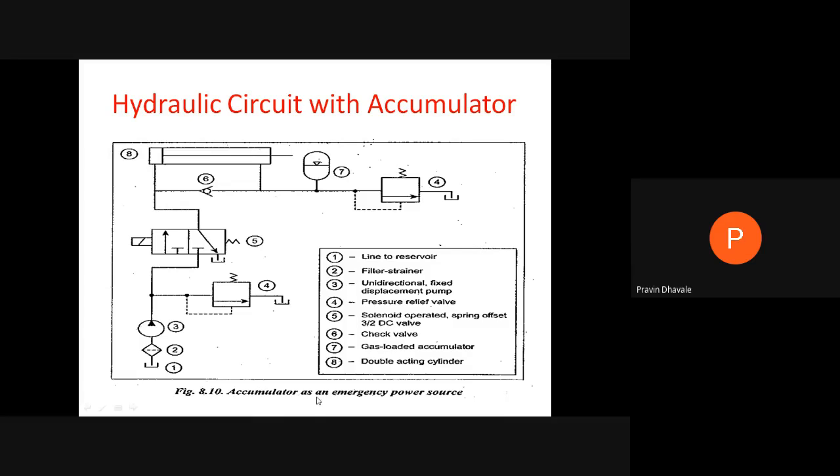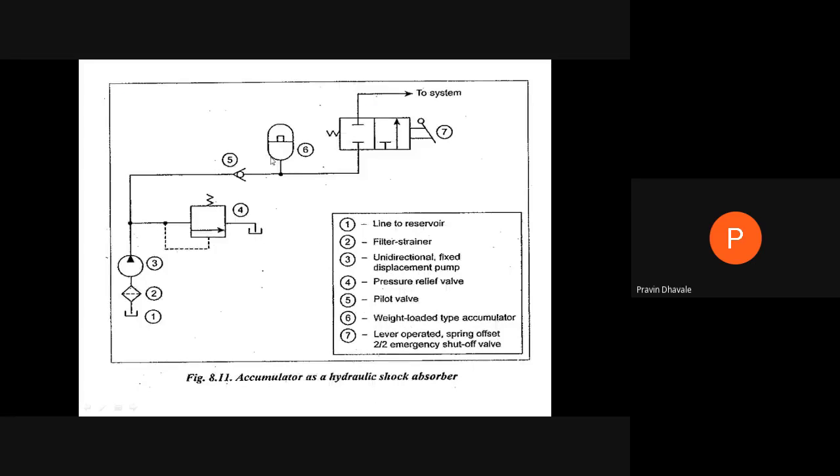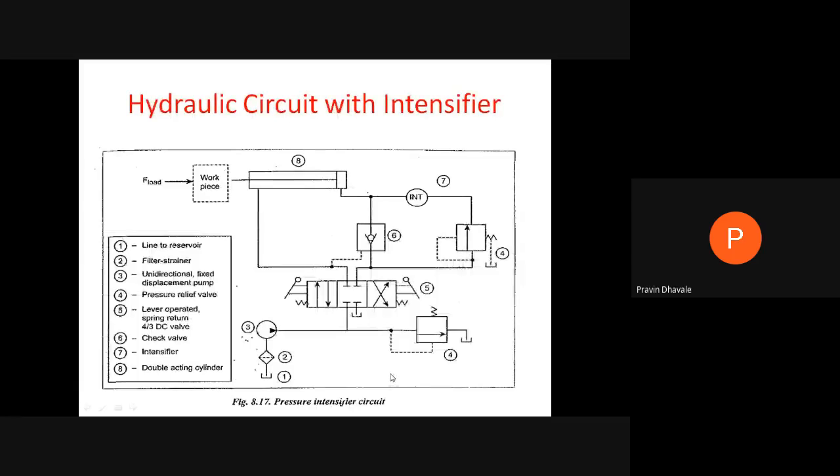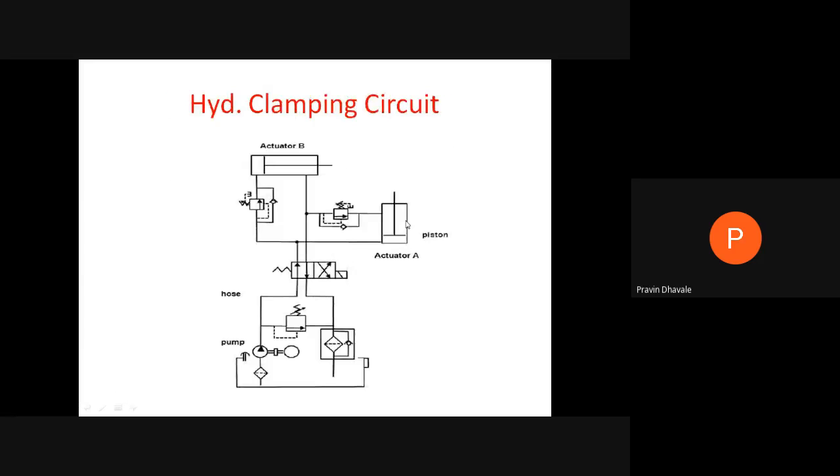This diagram will show accumulator as an emergency power source, accumulator as a shock absorber. Accumulator can be used as an intensifier. This is a clamping circuit.